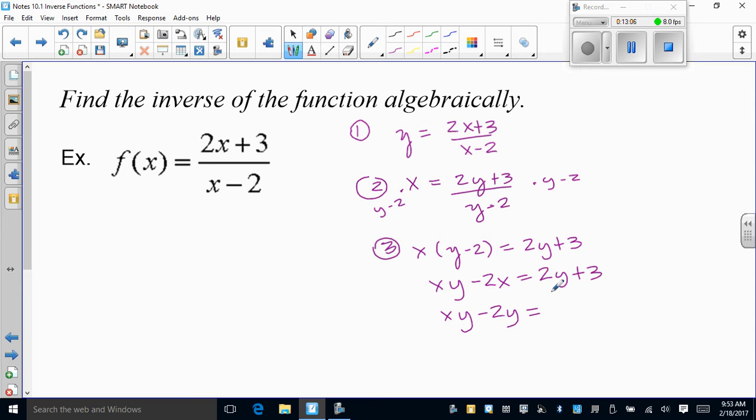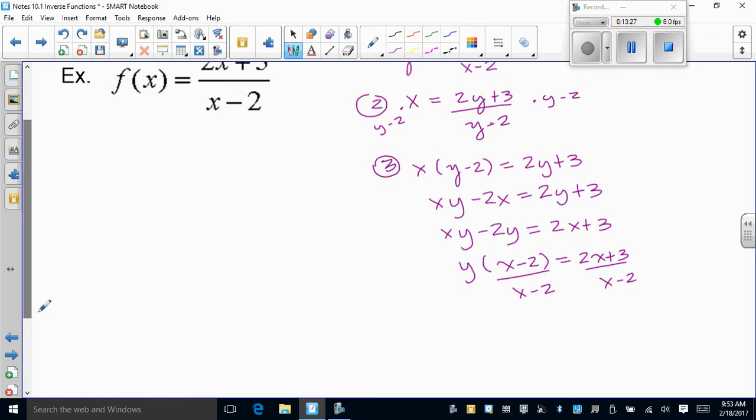Now I can factor out my y. I'm left with y times x minus 2 equals 2x plus 3. Divide both sides by x minus 2. And we get y equals 2x plus 3 over x minus 2. So f inverse is 2x plus 3 over x minus 2. And yes, again, we got the same function.